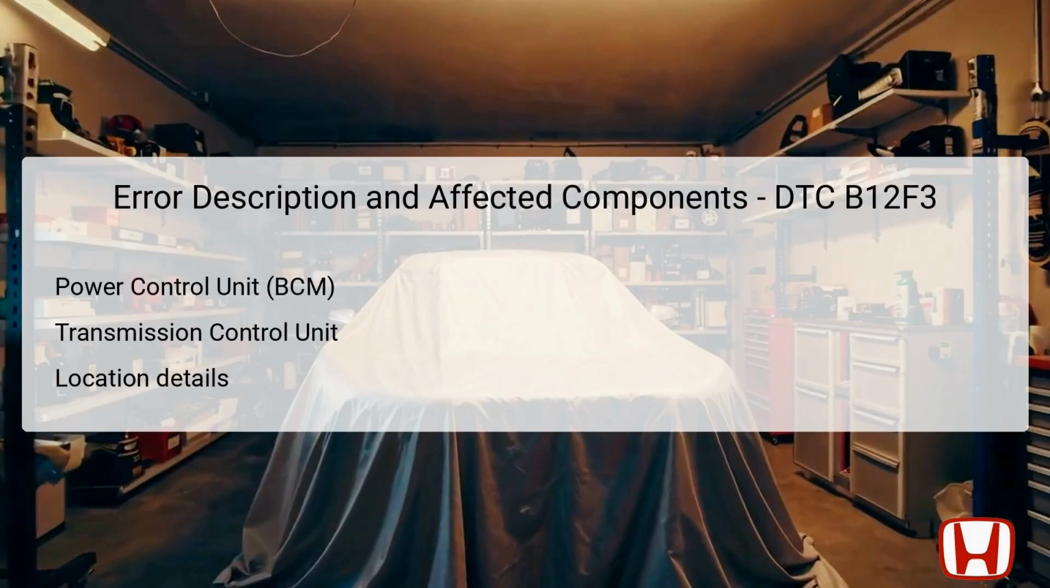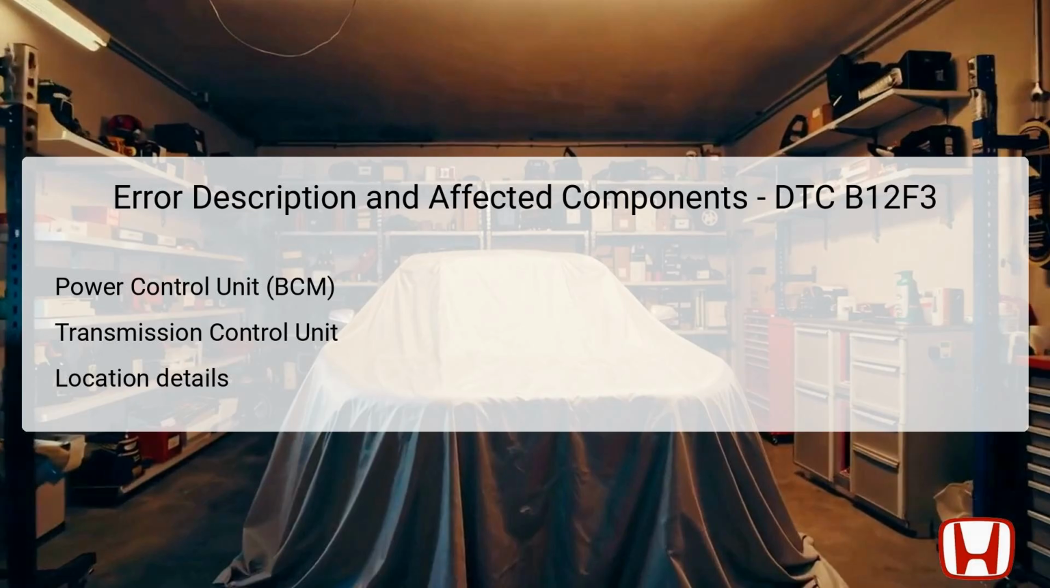The error code B12F3 points to a lost communication issue between the power control unit, also known as the body control module, and the transmission control unit. The power control unit is typically located under the dashboard or inside the central control area of the vehicle, depending on the specific design of the Honda Accord model. Its primary function includes managing various electrical signals throughout the vehicle, including those related to the transmission's performance.